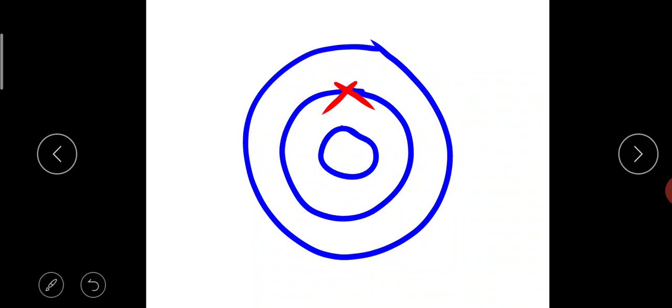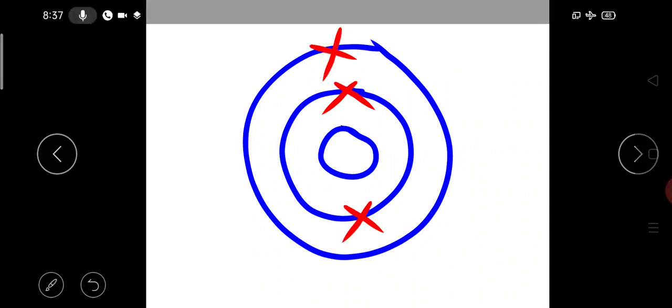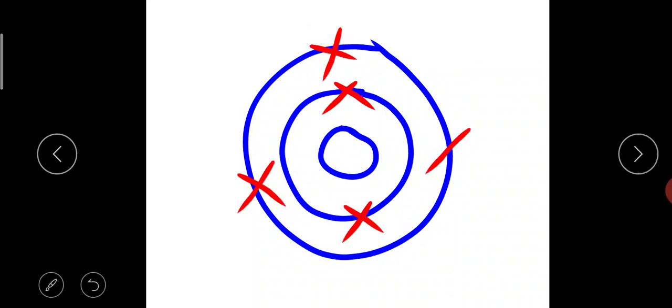In the first shell 2 electrons, and the next shell 2, 6 only we saw, no? 1, 2, 3, 4, 5, 6. Is it clear, children? And in the center you have to write the number of protons and the number of neutrons. Why? It is a nucleus. The nucleus will hold protons and neutrons only.